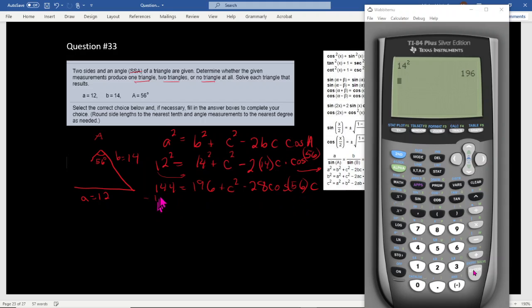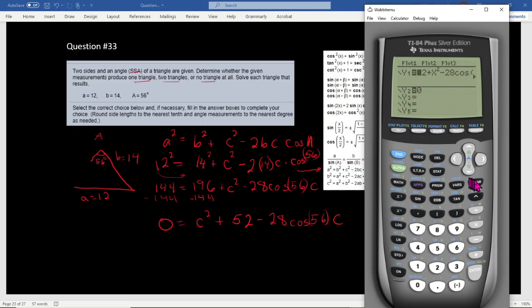And then we can subtract the 144, so that we get 0 equals, let's move the c squared to the front because it's quadratic. 196 minus 144 is 52, positive 52, and then we get this minus 28 cosine of 56. Now you could plug that in and turn it to a decimal number, but what I'm going to do is, it's a quadratic. Let's graph this and let's enter it as is so we get as much accuracy as possible.